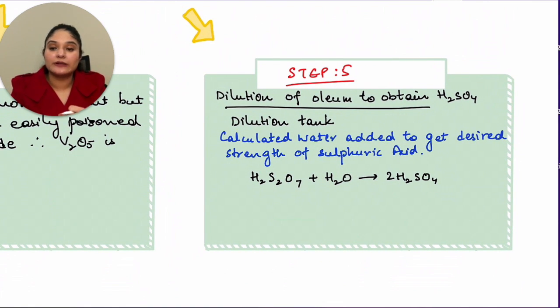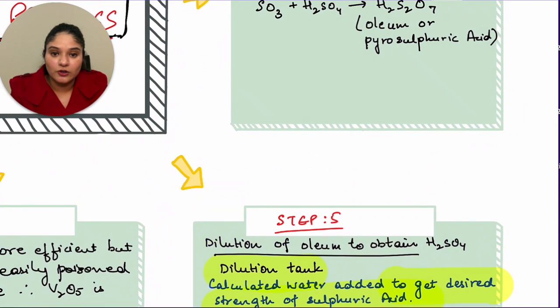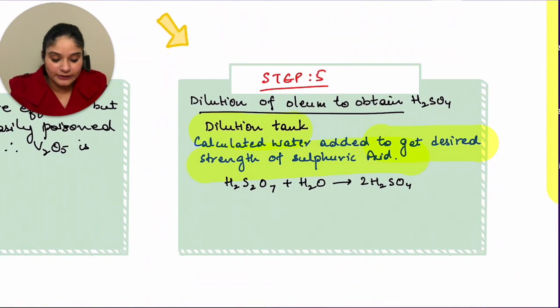So what is the way that you add water to it? In the dilution tank, you will have calculated water added to get the desired strength of sulfuric acid. So what do you have here? You have pyrosulfuric acid, you have water added to it, and you're getting H2SO4 of the strength that you need it to be.